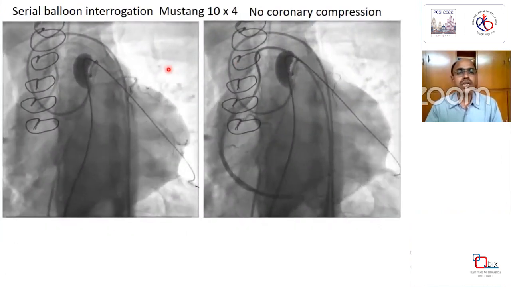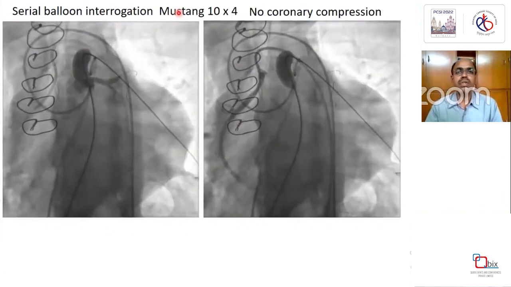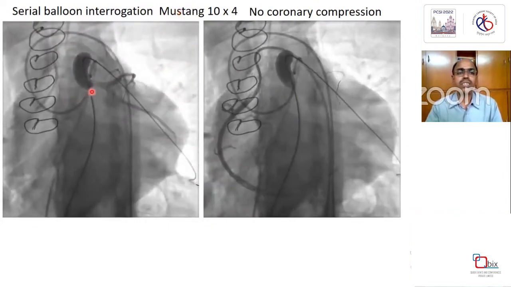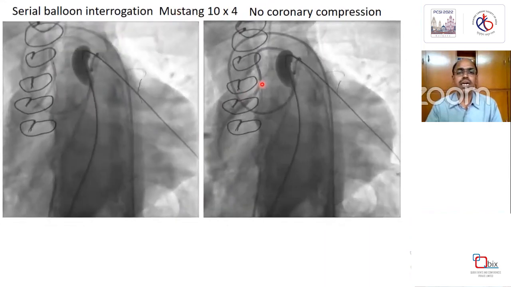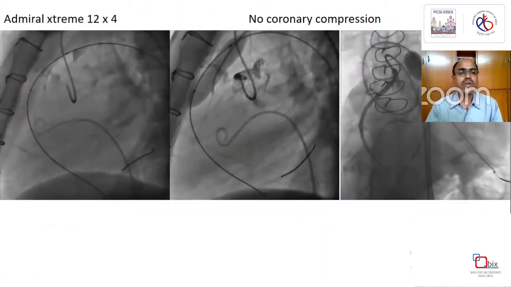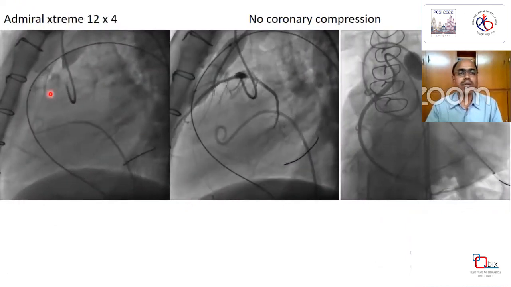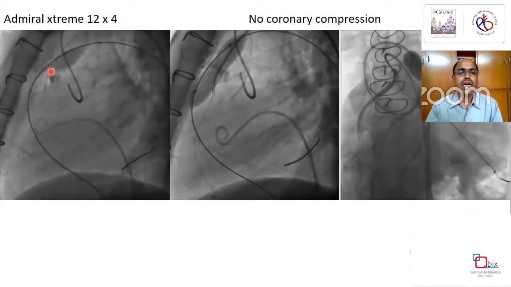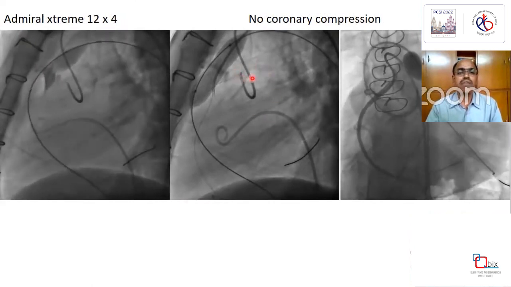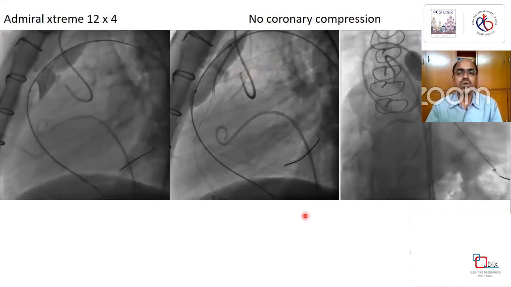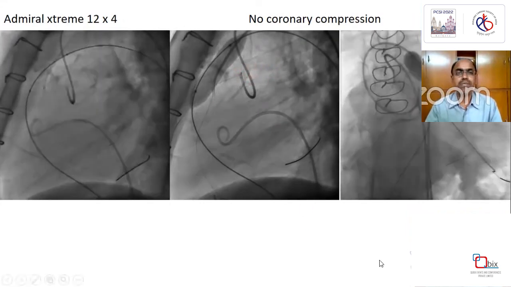Serial balloon interrogation was done. Initially, we started with a very small 10 millimeter Mustang balloon. There was no coronary compression seen from the LCA injection and RCA injection. Subsequently, a 12 millimeter Admiral Extreme balloon was used, again slowly inflated. At the peak of the inflation, we are checking the left coronary here and the right coronary here. There is no coronary compression.